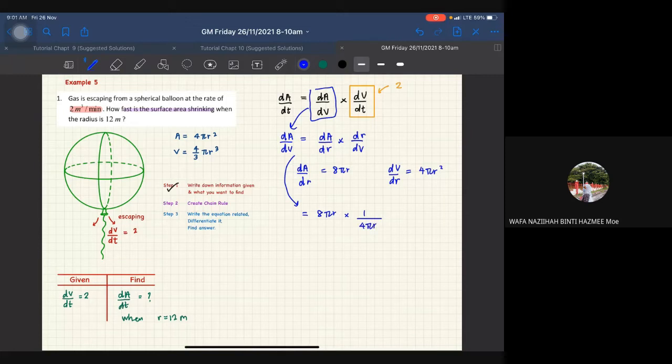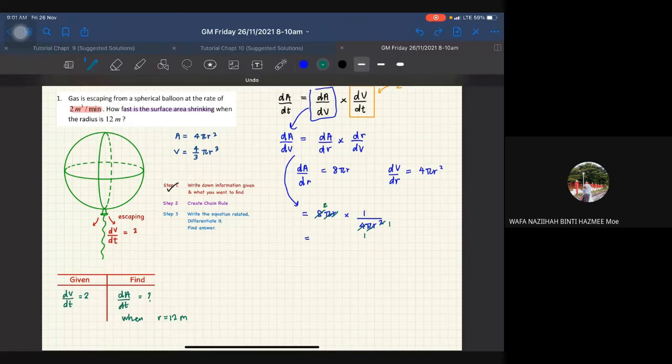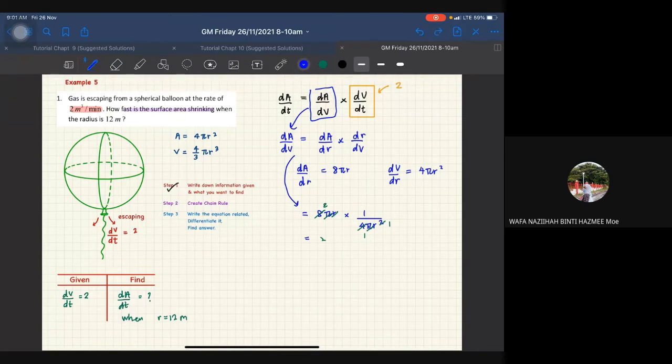Settle. Alright, so kita masukkan balik ke dalam formula dA dt kita. dA over dt is equal to dA dv kita is 2 over r, and then times with dv dt is 2. Okay, so soalan minta kita cari when r is equal to 12. So when r is equal to 12 meter, dA dt is equal to 2 over 12 times with 2. Okay, so awak akan dapat dekat sini 1 over 3 betul.